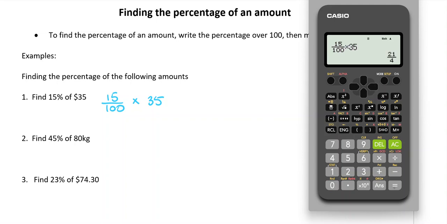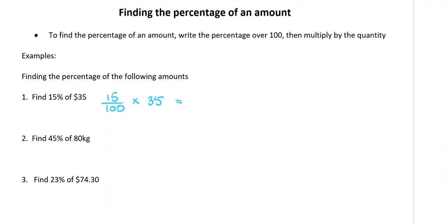Now, if this is money, we don't want fractions when we're talking about money, right? What am I going to press? Press the S-D button. So that means $5.25. That makes a lot more sense than the fraction did. So let's put here $5.25. That's what our discount would be. Let's try the next one.